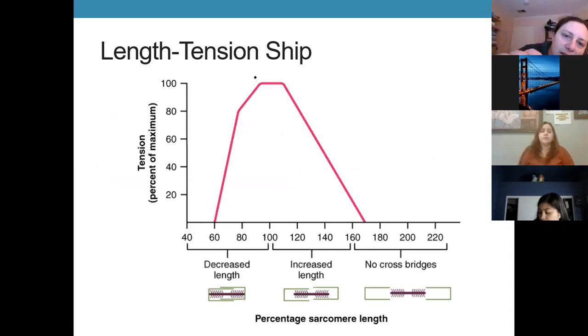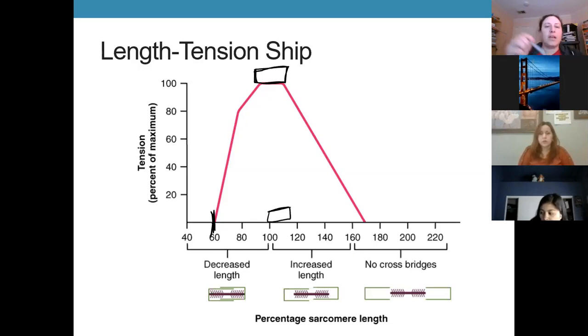So this is our optimum. This is the starting point at which our sarcomeres need to be to generate maximum tension. And it's right around 100% of our sarcomere length. So it's like literally resting. And we can shorten up to about 60% of the sarcomere length before we run out of room. So that's basically where the thin filaments are hitting the M line. I assume that doesn't actually happen, but it helps me to visualize it that way.